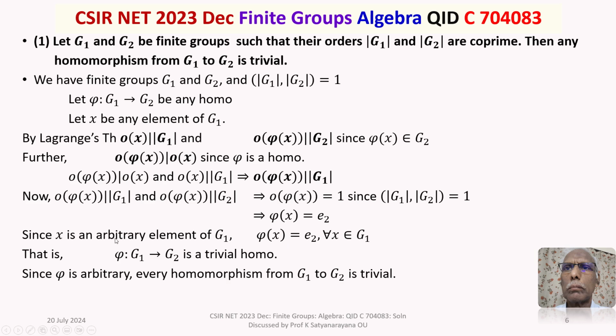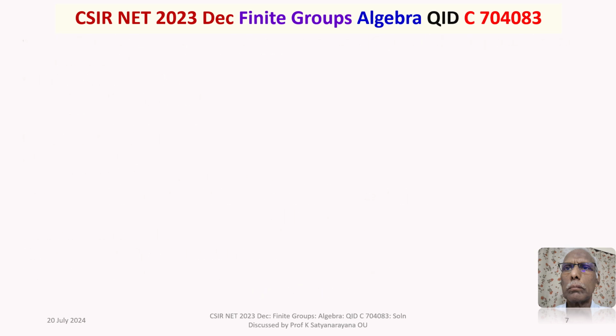That means every element of G1 is pushed into E2. Therefore, phi is a trivial homomorphism. How is phi taken? Phi is any homomorphism. Since phi is arbitrary, every homomorphism of G1 to G2 is trivial. Thus the option 1 is true. Right. We move to the next option.